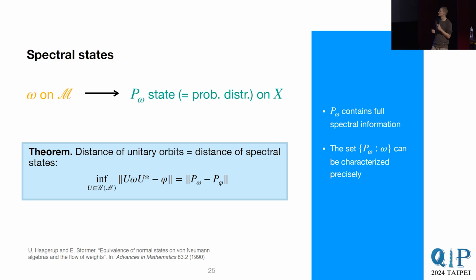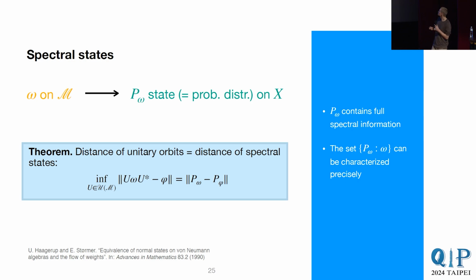Let me tell you a bit more about these spectral states. They were introduced by Haagerup and Størmer. And they have this beautiful theorem which says that the distance of the spectral states, so this is the total variation distance of two probability measures, is precisely equal to the distance of unitary orbits of two states. And this is precisely what we need for embezzlement. You remember this embezzlement quantifier kappa, which looked at optimizing distance of unitary orbits. So we can replace that by optimizing the distance of spectral states. And for that, we have to look at the spectral states of product states.